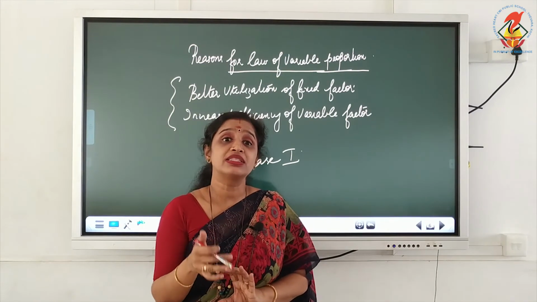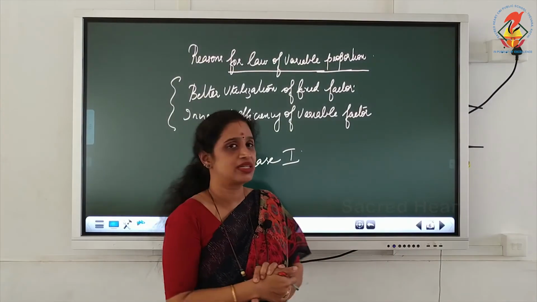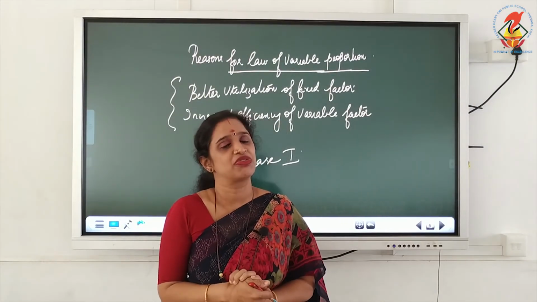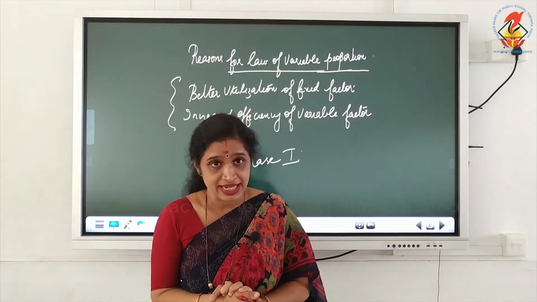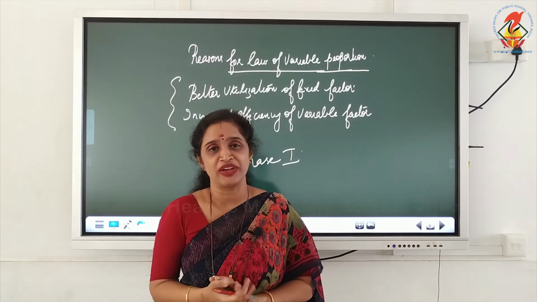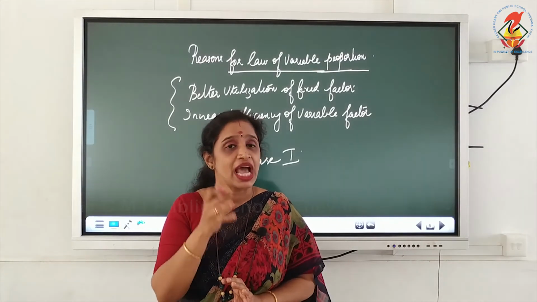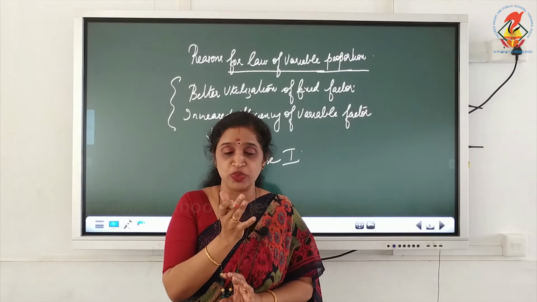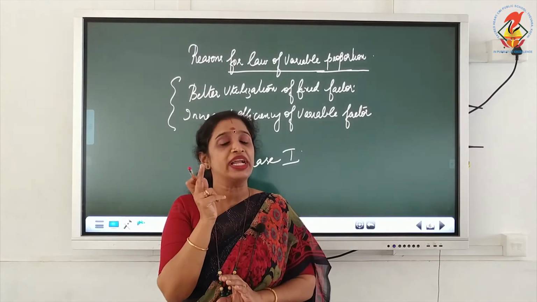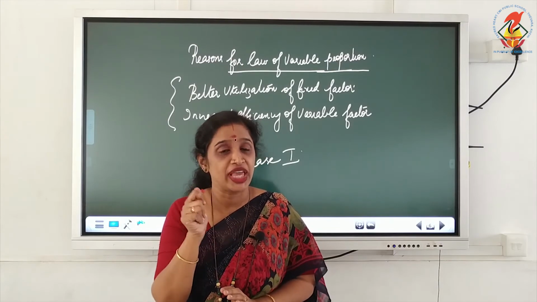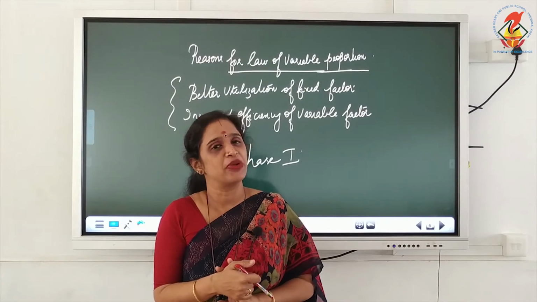Now, why these three phases? Why are the three phases represented there? What are the reasons for the law of variable proportion? Now we have to learn that. Now phase 1, phase 2 and phase 3. Why does it happen? Why is TP behaving at an increasing rate in phase 1? Why is TP increasing at a decreasing rate in phase 2? Why is TP falling in phase 3? We have to learn that. That is the reasons for the law of variable proportion.